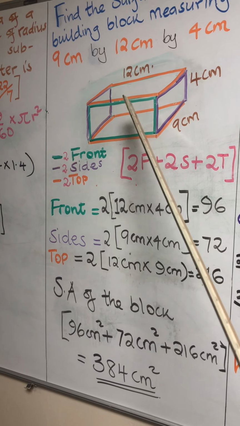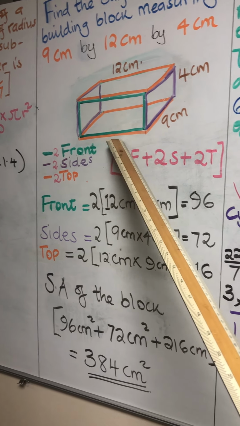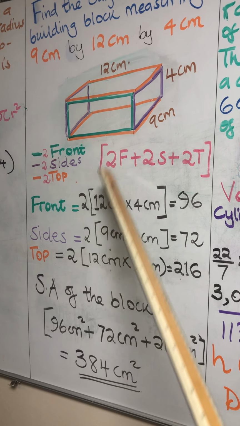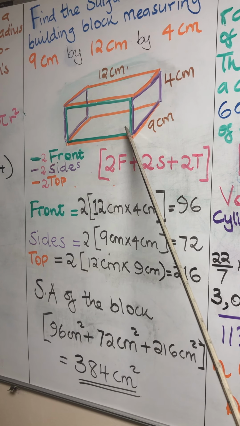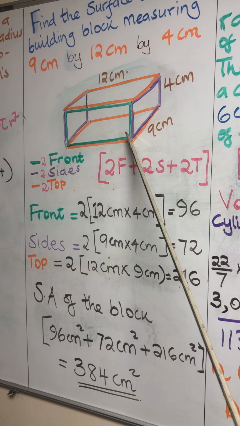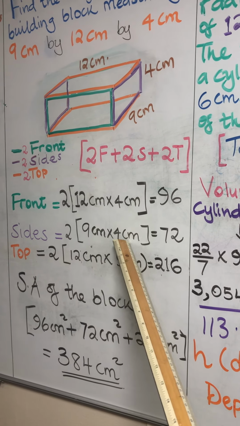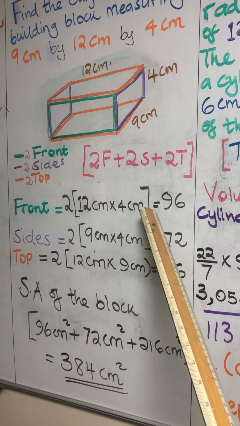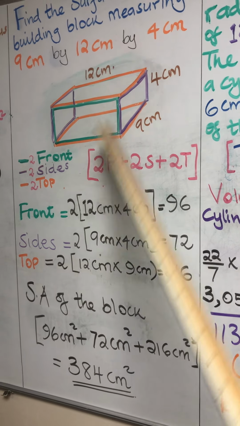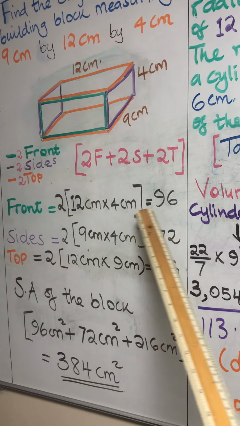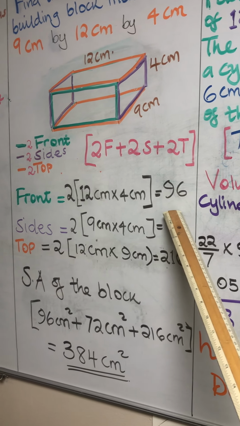I've colored it green. So we have the length, which is 12, times the width of that front face, which is 4 centimeter, giving me 48. Now because there are 2, I'm going to multiply by 2, and that's why I'm having 96.